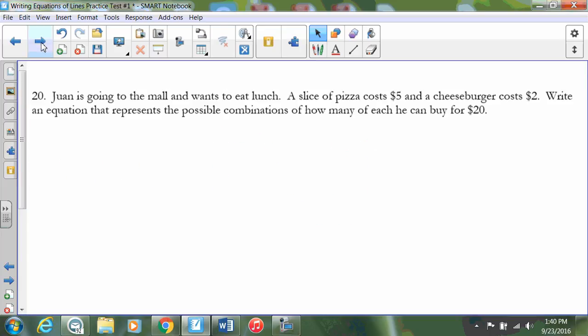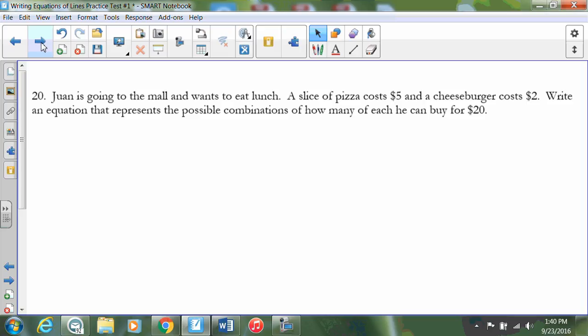Okay, Juan is going to the mall. Okay, there's lots of mall talk right now. I didn't realize that. And he wants to eat lunch. A slice of pizza costs $5 and a cheeseburger costs $2. Write an equation that represents the possible combinations of how many of each he can buy for $20.